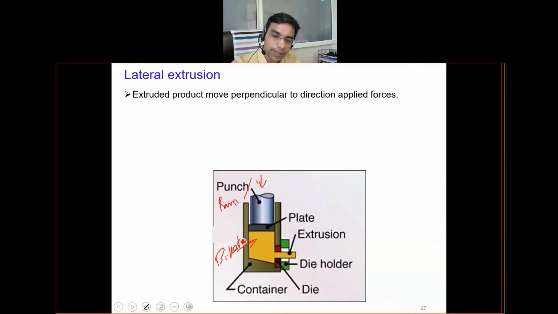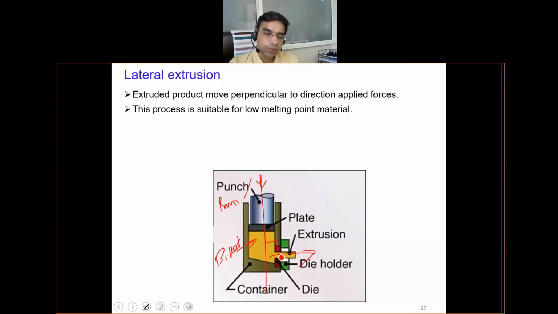and the billet flows perpendicular to the direction of the applied force. That is why the name is lateral extrusion, meaning it is lateral to the direction of application of the compressive force. This process is very suitable for low melting point materials like lead. So an example is lead.